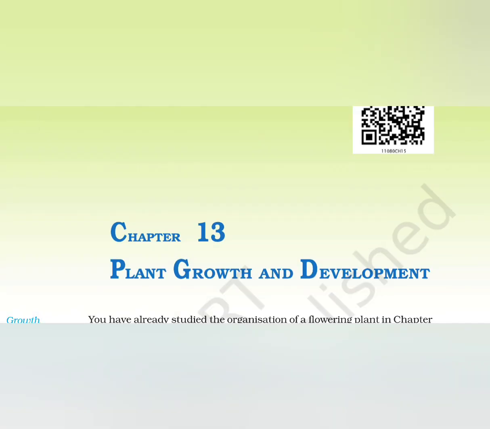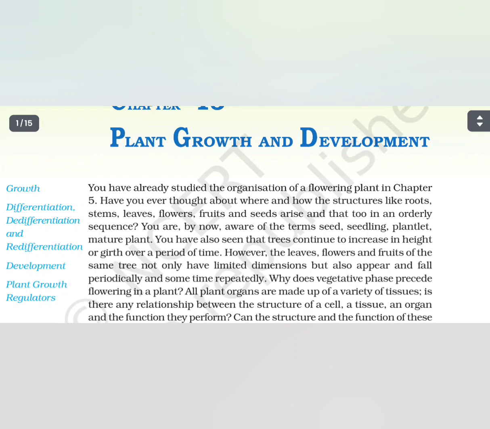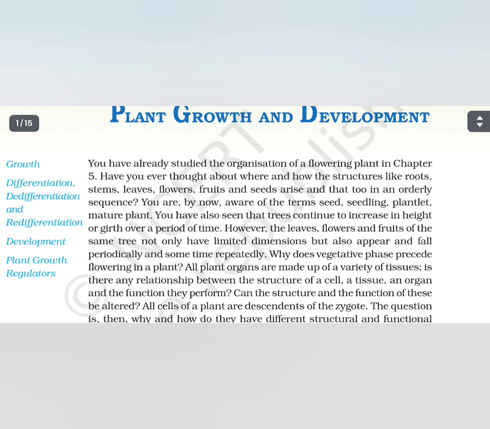Chapter 13, Plant Growth and Development. You have already studied the organization of a flowering plant in Chapter 5. Have you ever thought about where and how the structures like roots, stems, leaves, flowers, fruits and seeds arise, and that too in an orderly sequence? You are by now aware of the terms seed, seedling, plantlet, mature plant.